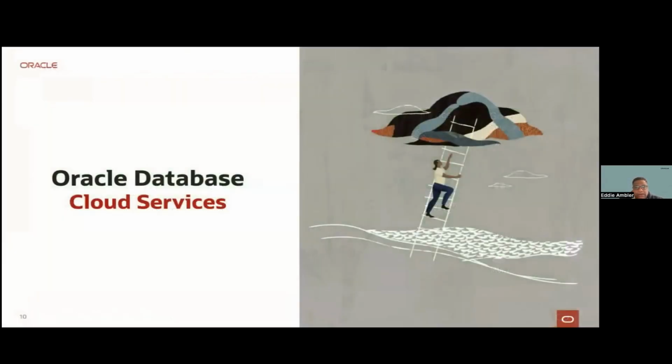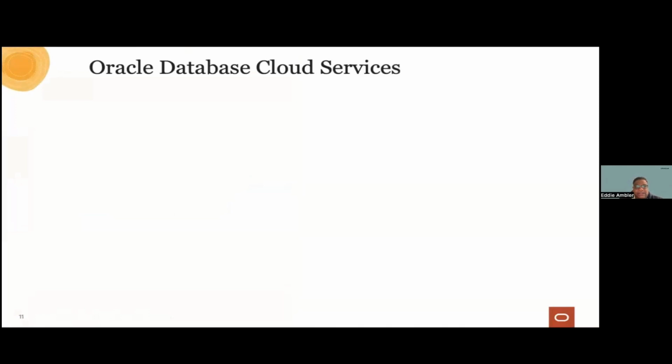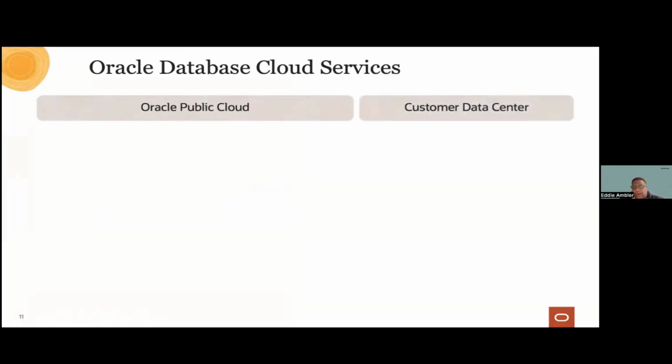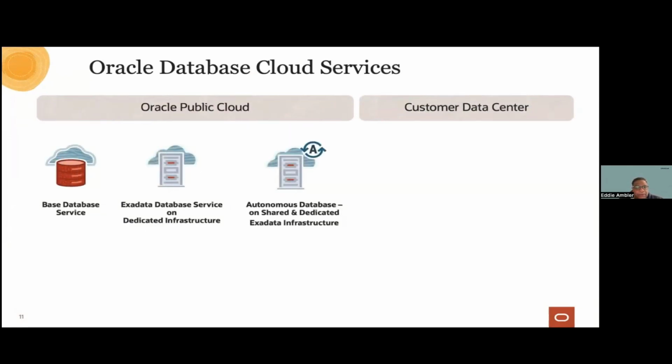So now that I've kind of outlined what we are, let's just briefly review the available Oracle Database Cloud services. You can run the Oracle Database Cloud services in the Oracle Public Cloud or in your customer data center. In the Oracle Public Cloud, as I mentioned, you have 3 services available for running the Oracle Cloud Database. We have our base database service, which runs on our VM systems, can run single instance or 2-node RAC, and up to 80 terabytes of database storage is available in this configuration.